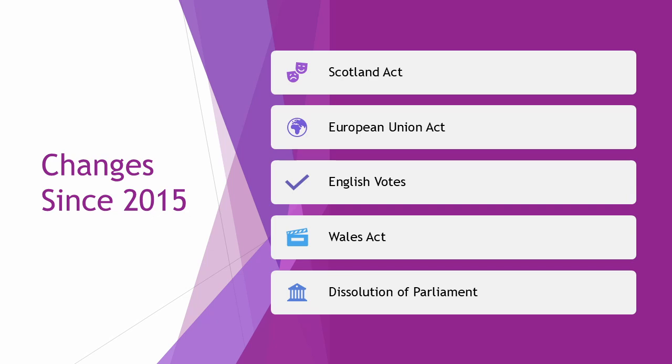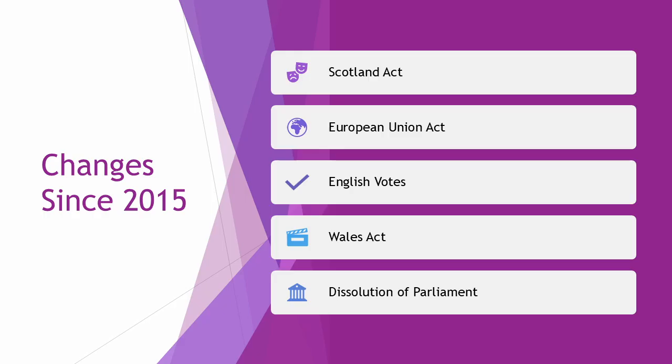Since 2015, constitutional reforms have included the Scotland Act 2016, the European Union Withdrawal Act 2017, the English Votes for English Laws Act 2017, the Wales Act 2020, and the Dissolution and Calling of Parliament Act 2022. The Scotland Act 2016 gave Scotland control over income tax rates and certain welfare powers, which affected the Constitution by increasing Scottish autonomy within the UK. The European Union Withdrawal Act 2017 repealed the European Communities Act 1972, which affected the Constitution by ending the supremacy of EU law in the UK legal system.